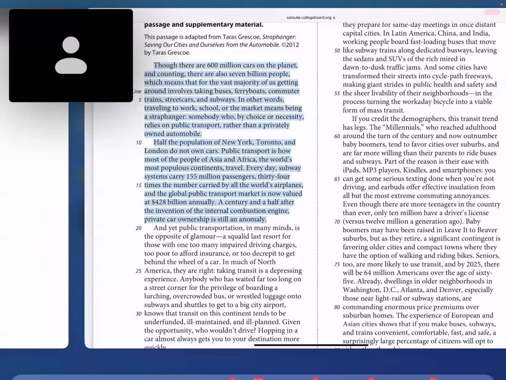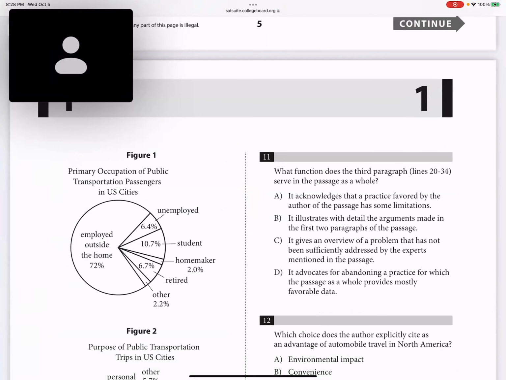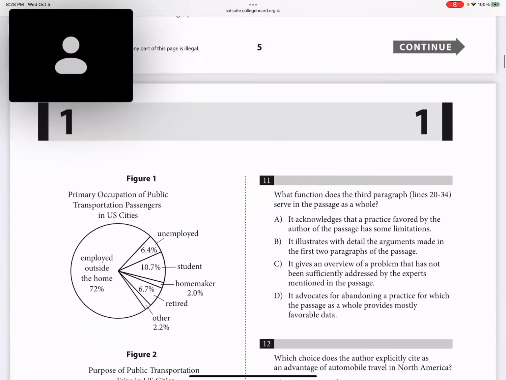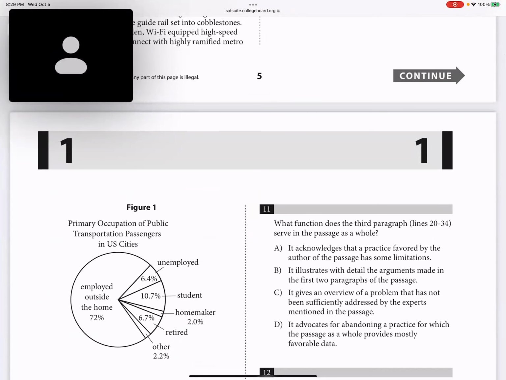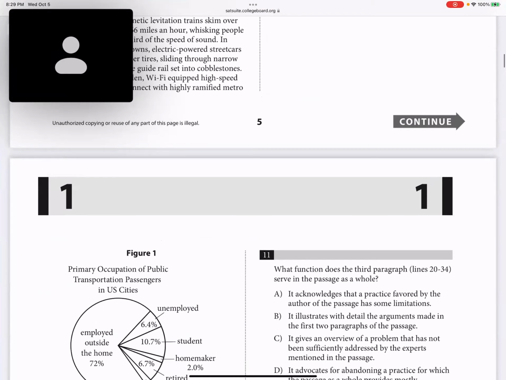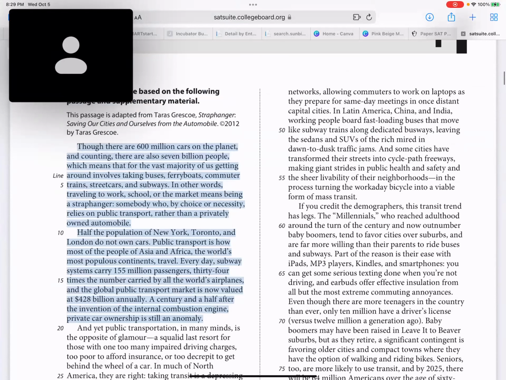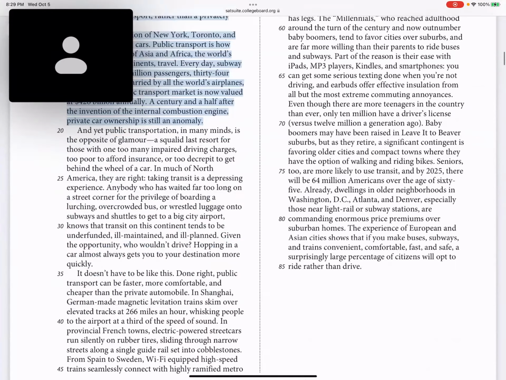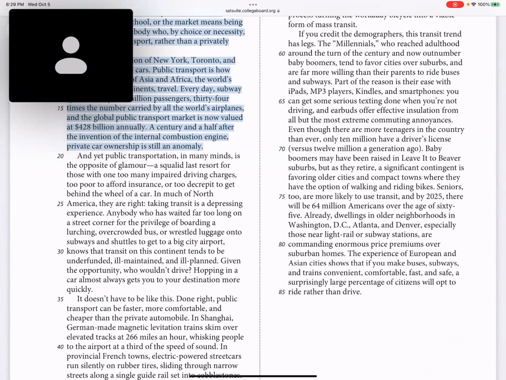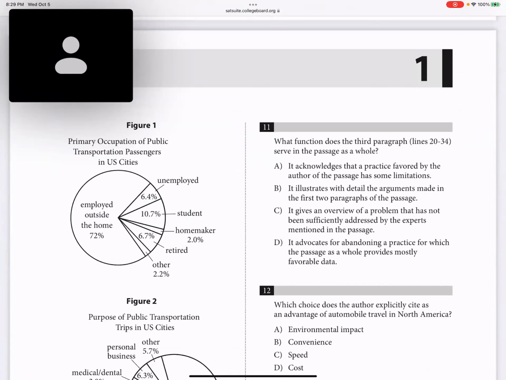Okay, let's see. So it illustrates with detail the arguments made in the first two paragraphs of the passage. Well, there really isn't an argument. This is where this one starts to go awry: there really isn't an argument made in the first two paragraphs. The first two paragraphs are just saying a ton of people on this planet use public transportation every single day. And then paragraph three kind of starts going straight into why public transportation is so bad here in North America. So that's the key that should make the red flag go off in our head for B.